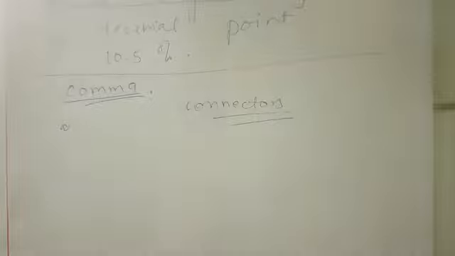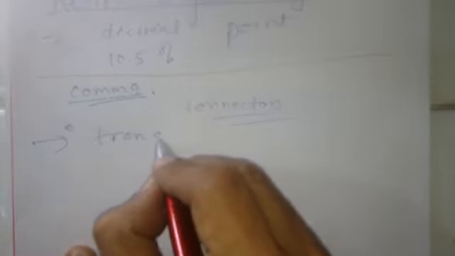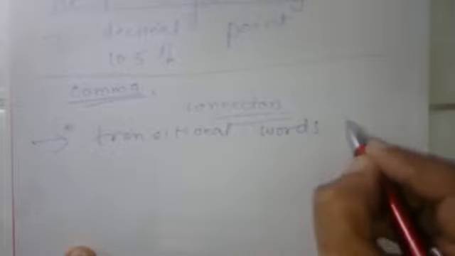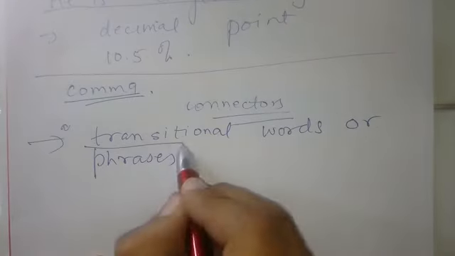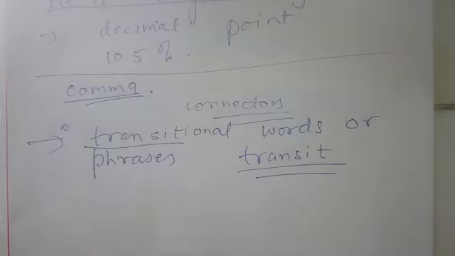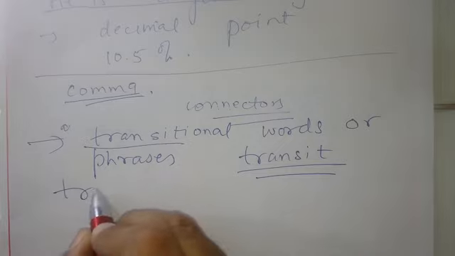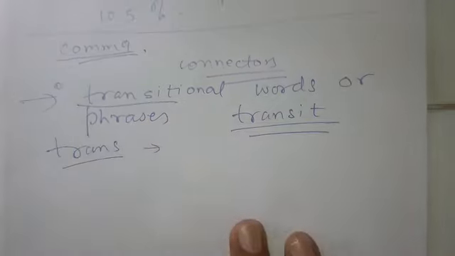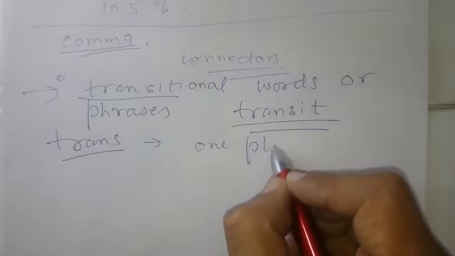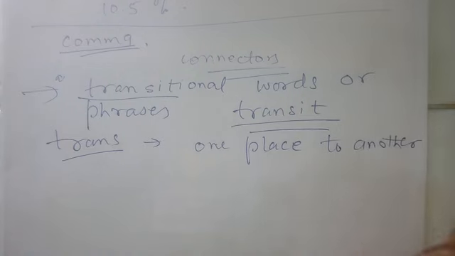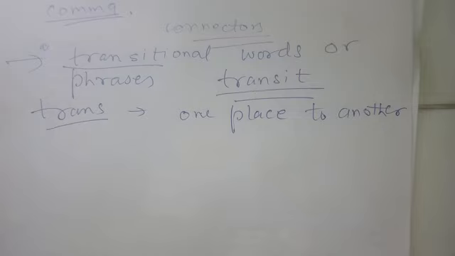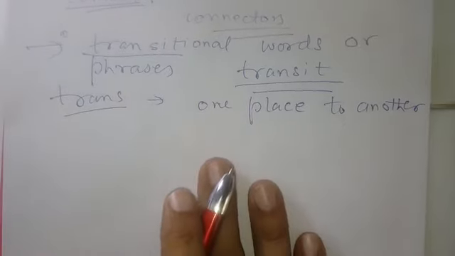This is grammar. In other words, you can check on any website, or search, that these are known as transitional words or phrases. If you break this word, naturally it comes out to be transit. Trans is a root in English, which means to change, or we can say transport is a common example, from one place to another. That's why in common language I say connectors. These phrases, just like firstly, in the end, however, moreover, these are phrases, and we have to use a comma with them.